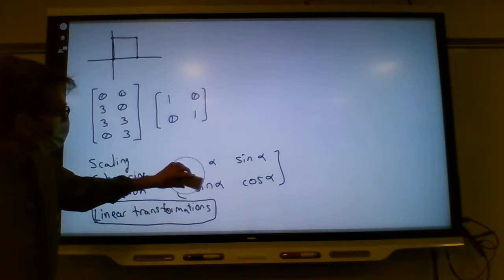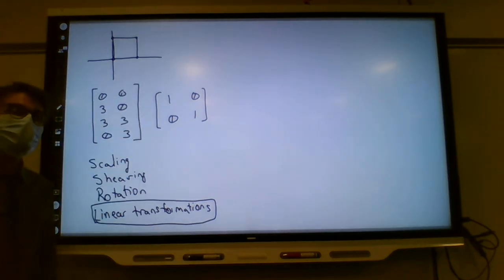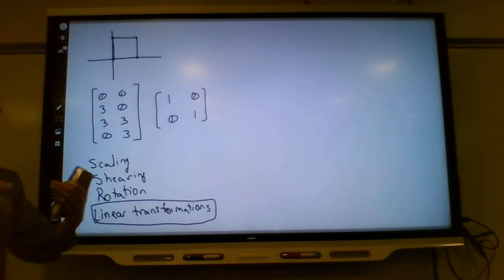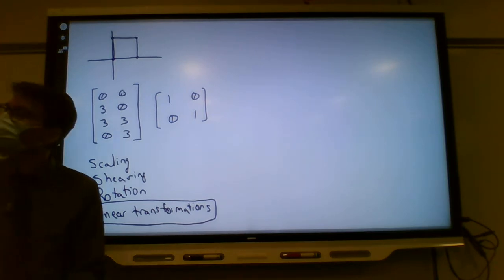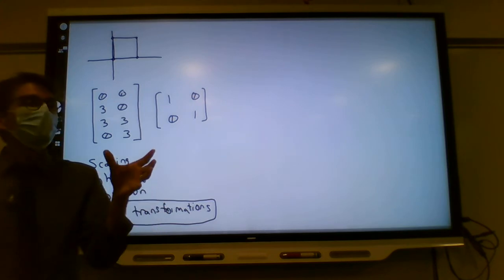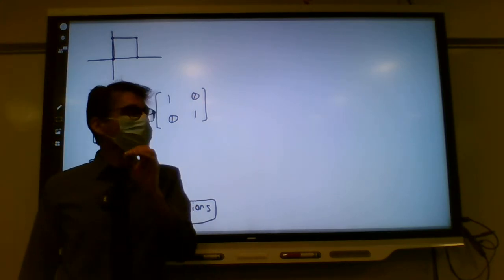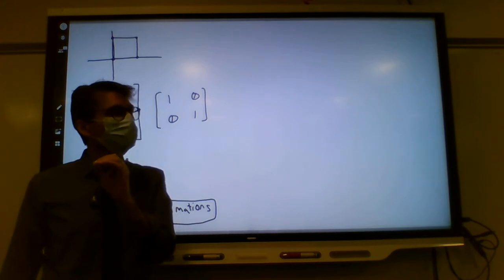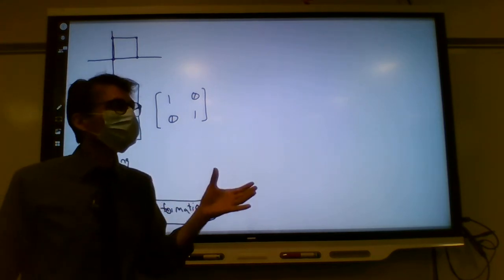All right, we said then that motion, translation, is not a linear transformation. Why is translation not a linear transformation? Well, translation means we have to move things. And what happens with a linear transformation? The origin always stays wherever it was. It stays fixed. So if we have to move something, well, you can't move the origin.